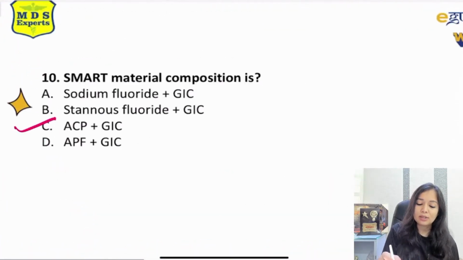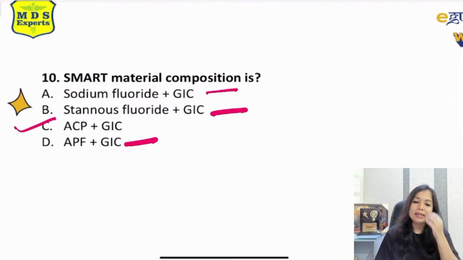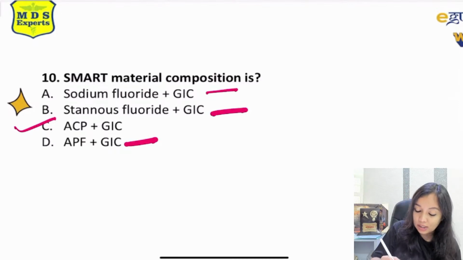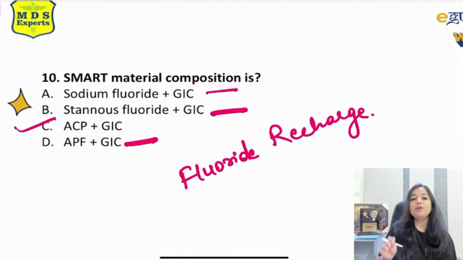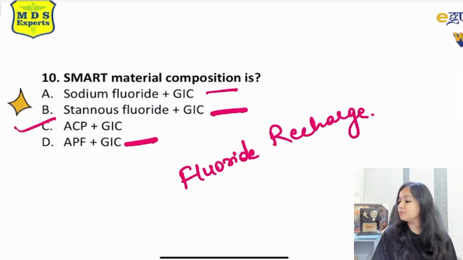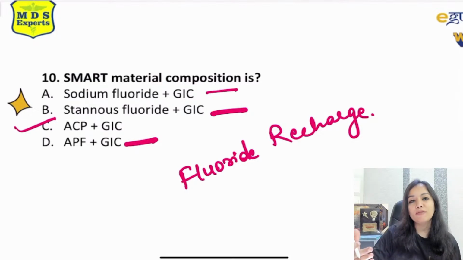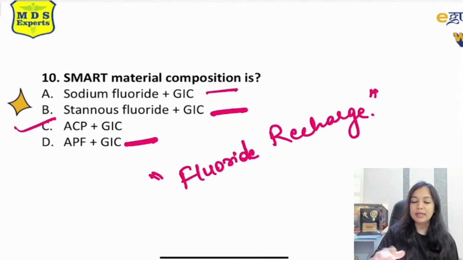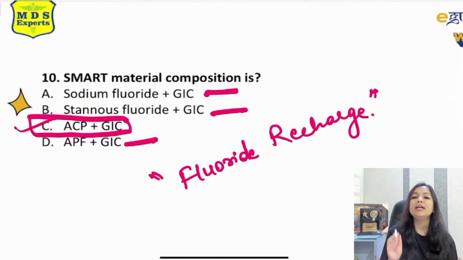Rest, these sodium fluoride and stannous fluoride and APF are all topical fluorides that can be done after GIC restoration, and there is a phenomenon called fluoride recharge. Whenever you do a GIC filling and then you apply a topical fluoride agent, you recharge the fluoride in GIC. That means GIC already has a property of sustained fluoride release. You just keep recharging its ability to release fluoride. So you can do this otherwise, but this combination is a smart material that is basically done for luting GIC.